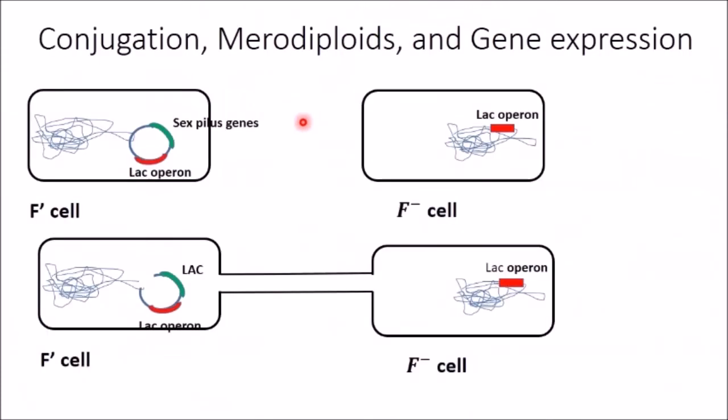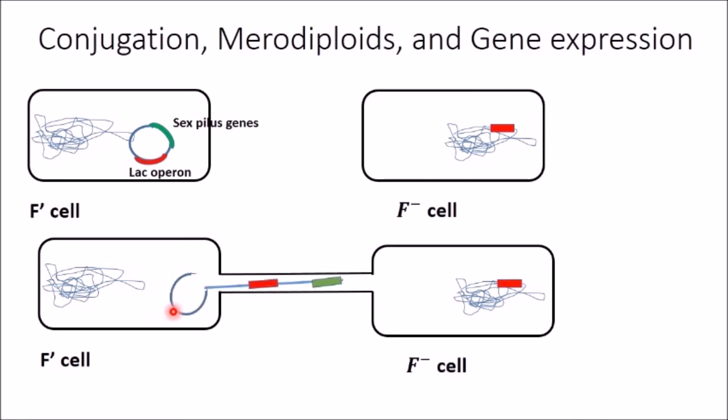Okay. This next conversation is going to put together what we went through last session in terms of gene transfer. We're going to take an F prime cell and conjugate it with an F minus cell. Again, an F prime cell has the sex pili genes and some genes from the chromosome. In this case, it had the lac operon genes in the plasmid. So what it's going to do is transfer itself.